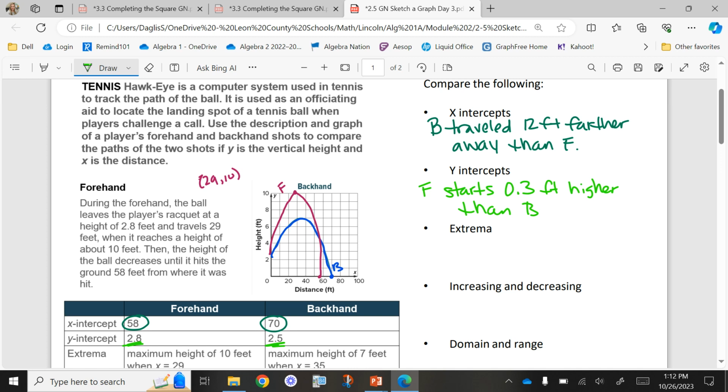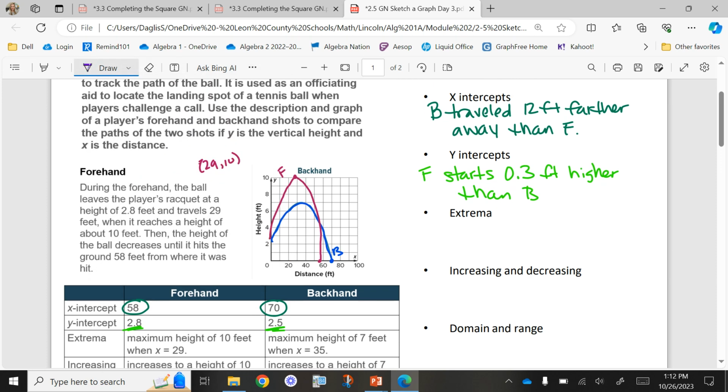All right, our extremas. So looking at my graph, which one went higher in the air? On the F. The forehand definitely went higher, okay? But we can't just say the forehand went higher. We need to be specific. How much higher, okay? The forehand got to 10 feet when the backhand got to 7 feet.